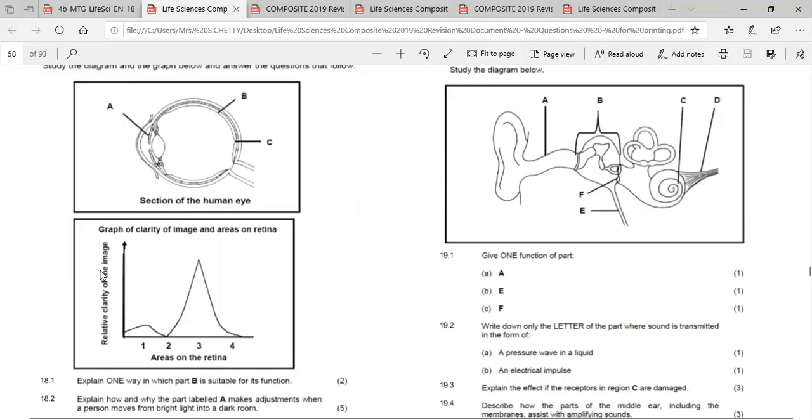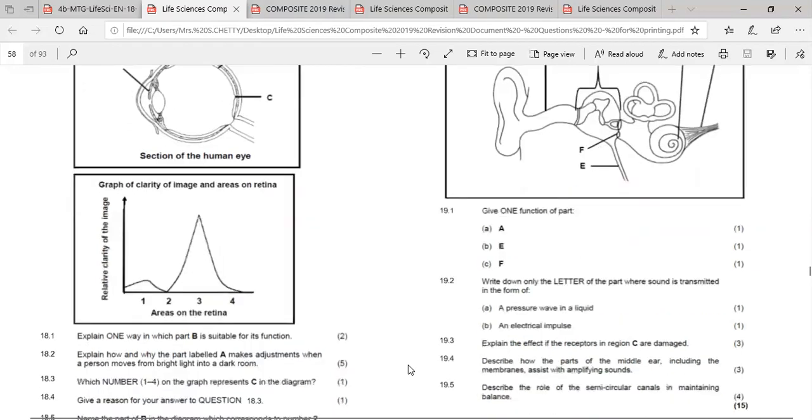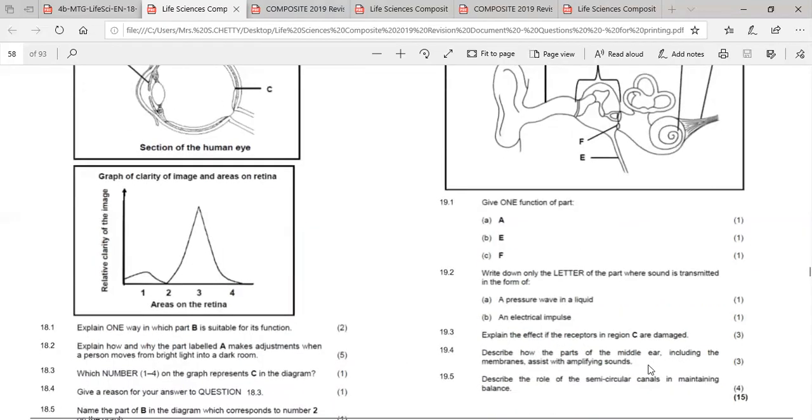So if the receptors are damaged, what is the name of the receptor here, by the way? Organ of Corti. If the organ of Corti is damaged, then no impulse will be created. So the pressure waves can come here, are you with me? But there will not be any stimulation because you have no receptors or they are damaged. And no impulse will be created. No impulse will be carried by this auditory nerve to the cerebrum, and there will be no sensation of hearing. 3 marks.